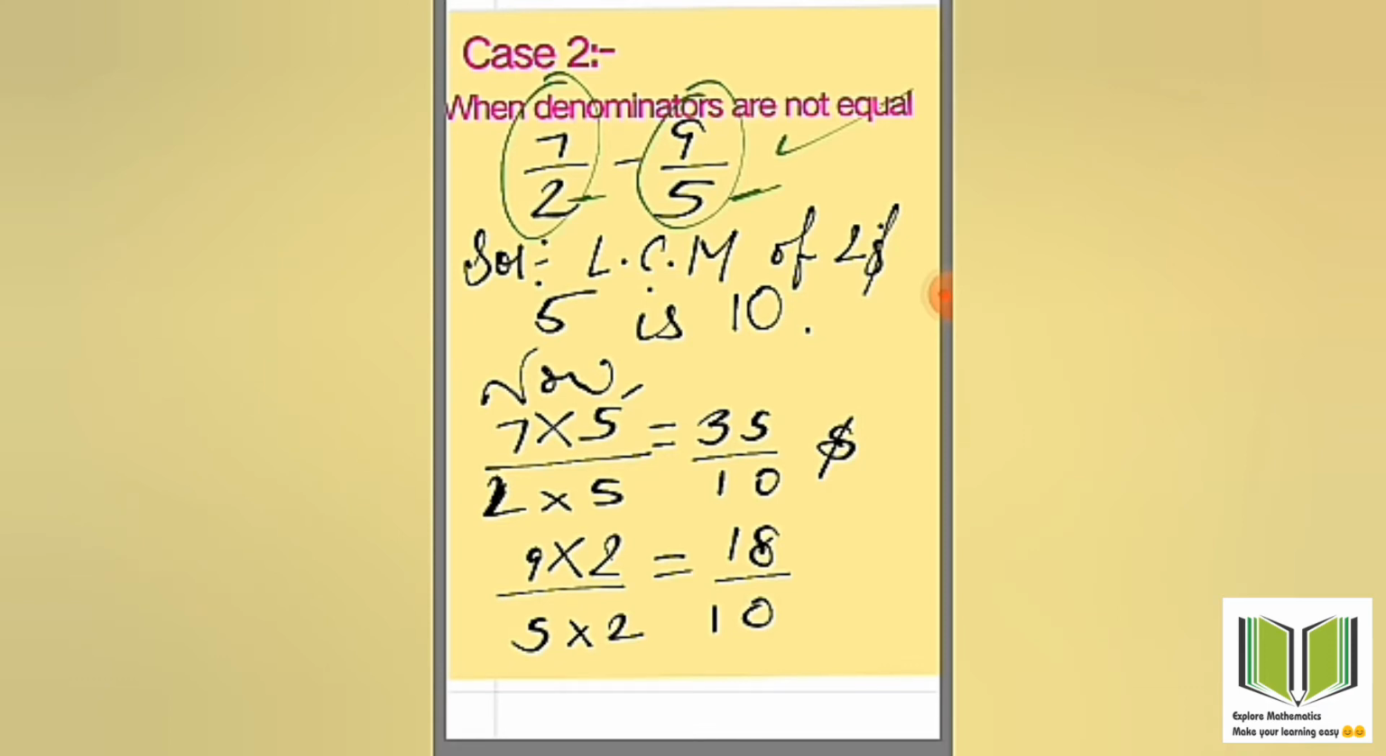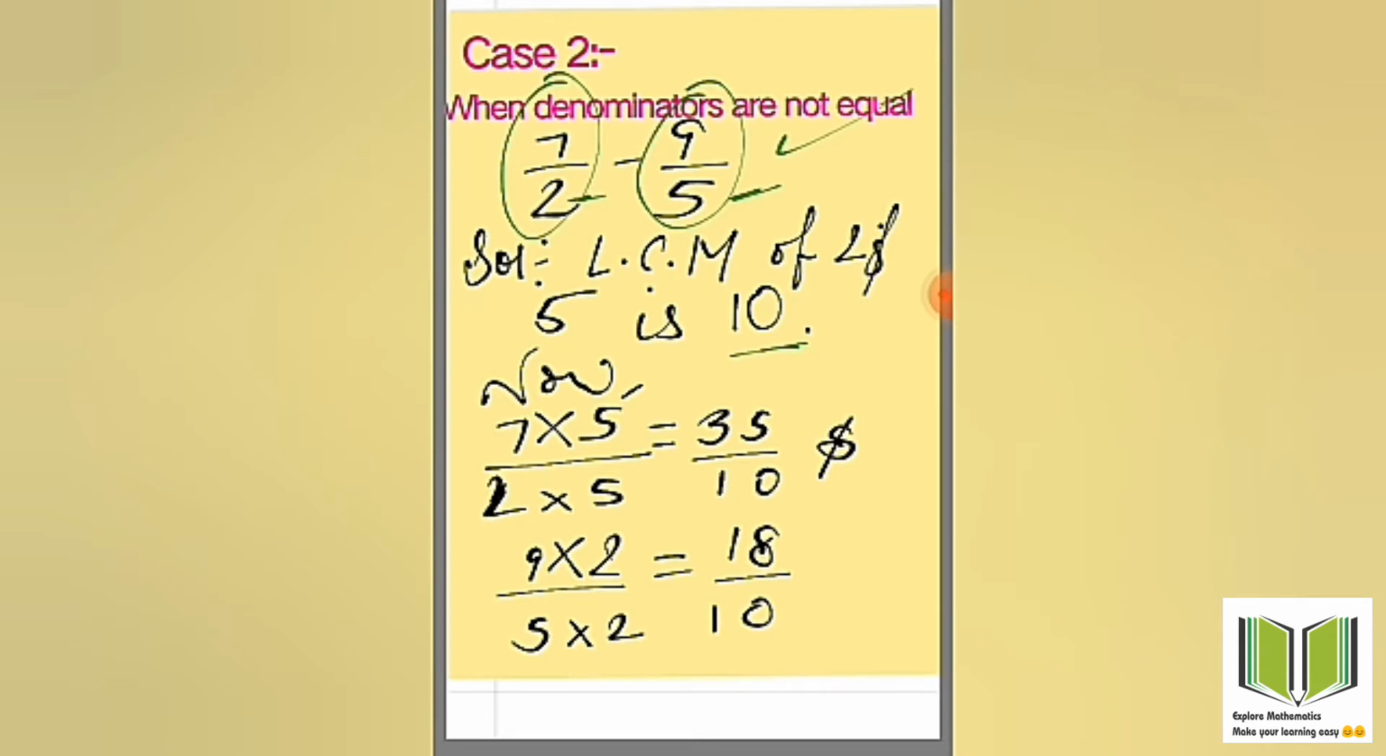So to reduce this into first case, what we have to do? We have to equate denominators. And how to equate denominators? By taking LCM. So take LCM of 2 and 5. We know 2 and 5 both are co-prime numbers, so their LCM must be their product. So LCM of 2 and 5 is 10.